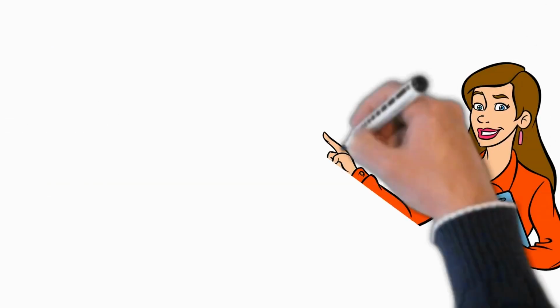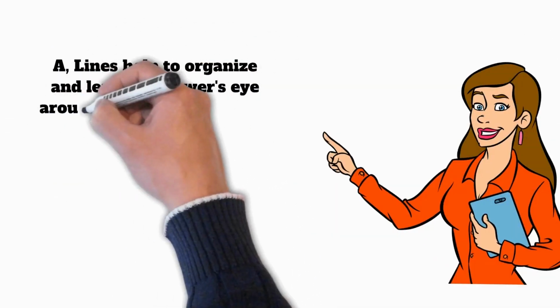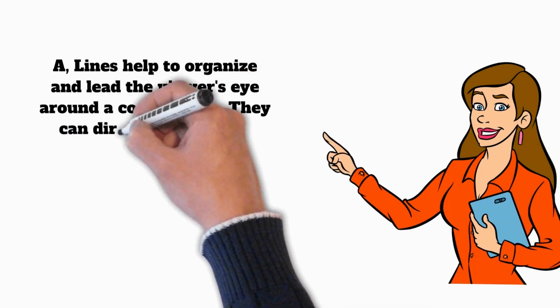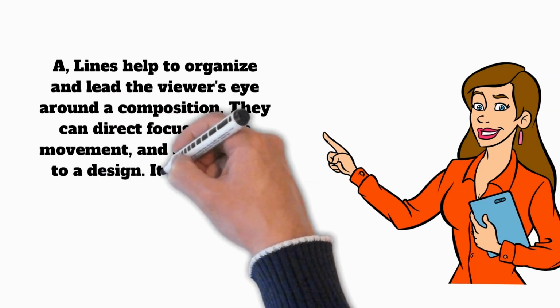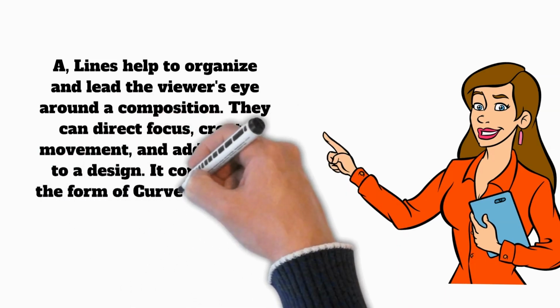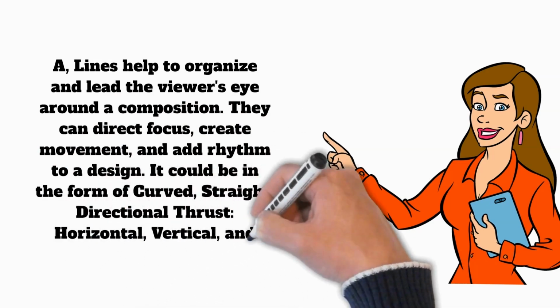A. Lines help to organize and lead the viewer's eye around a composition. They can direct focus, create movement, and add rhythm to a design. It could be in the form of curved, straight, directional thrust, horizontal, vertical, and diagonal.